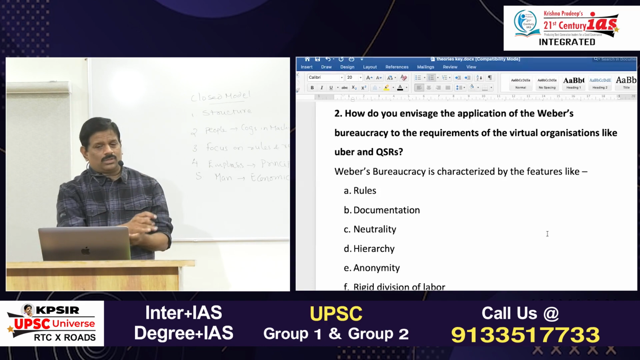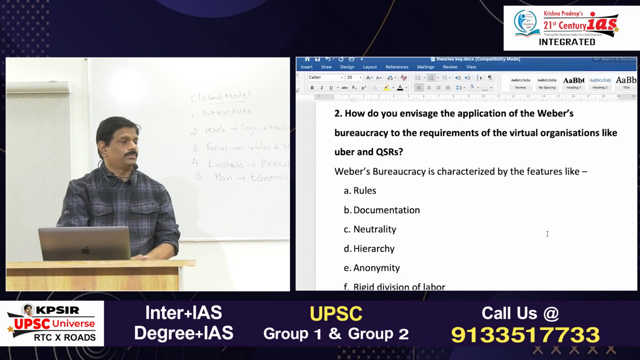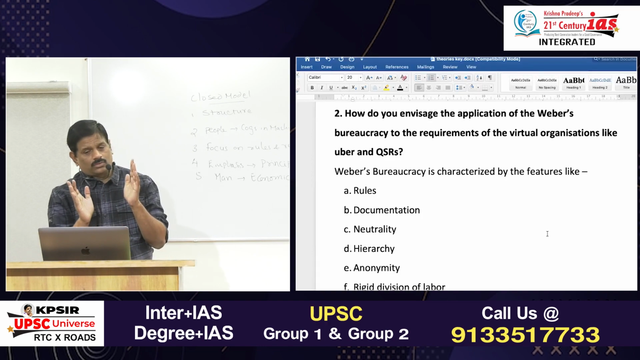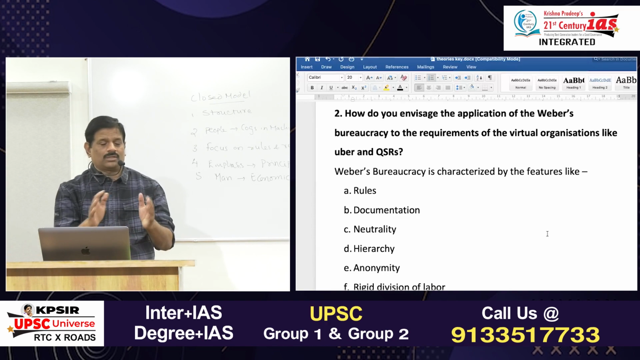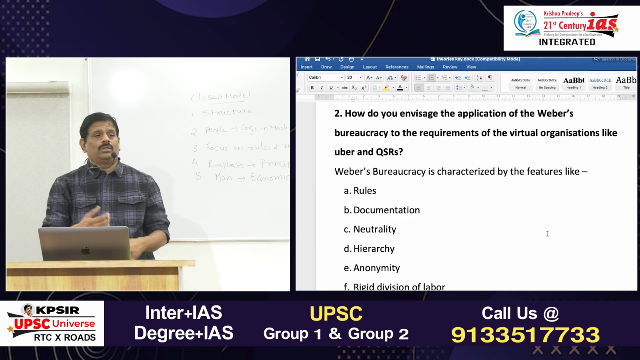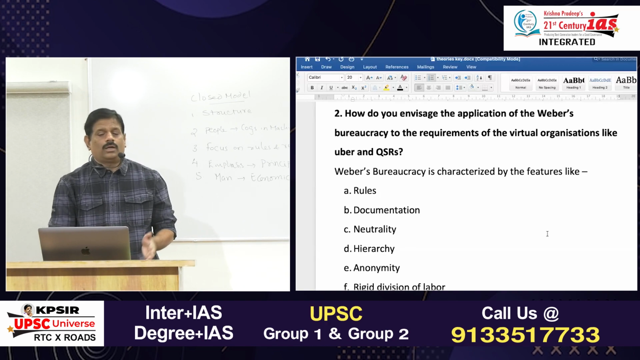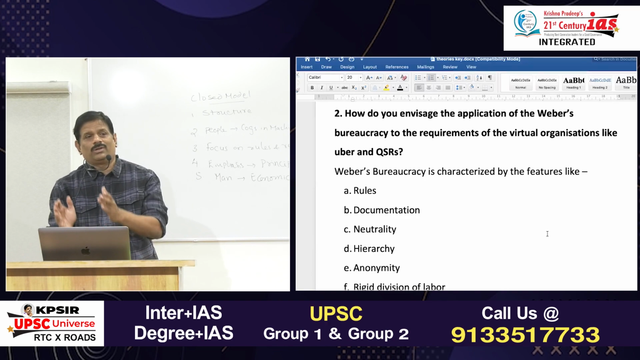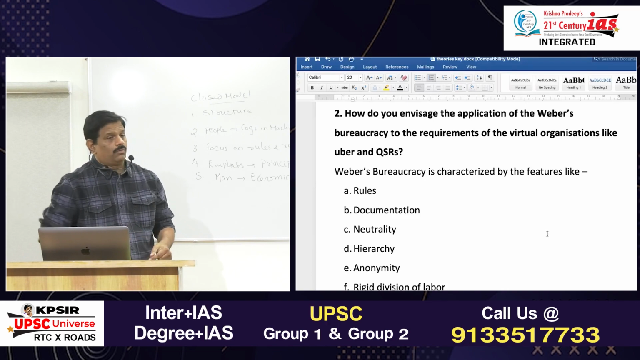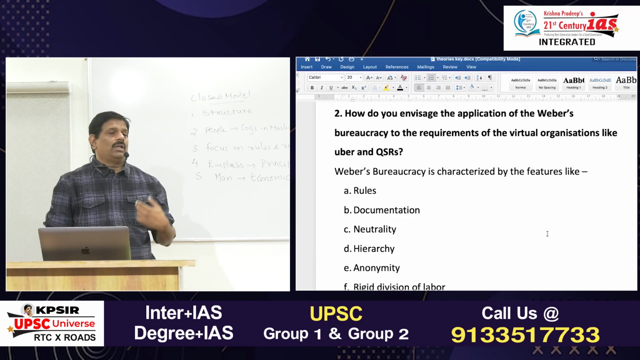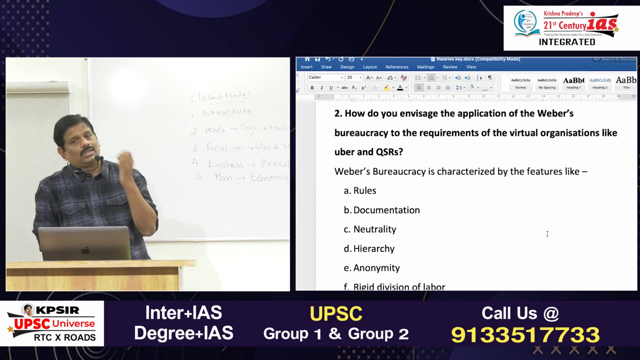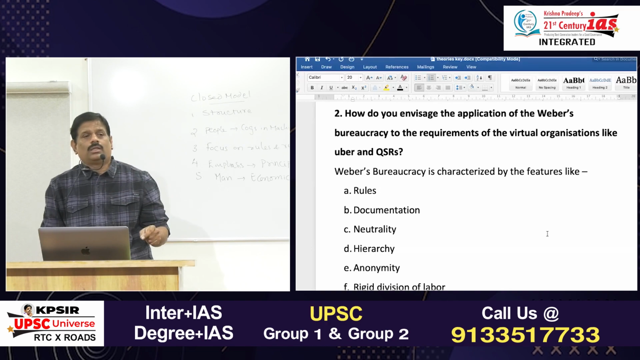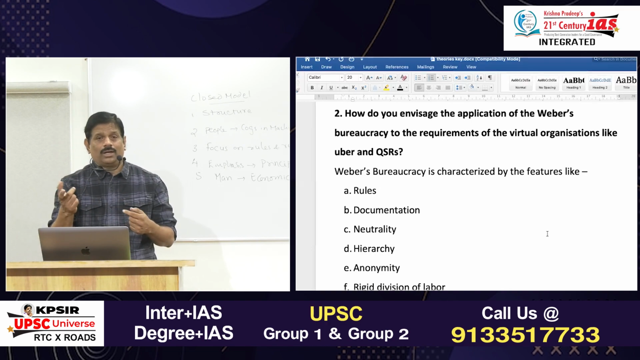Because Weber's bureaucracy is based on rules and regulations, these quick service restaurants and Uber virtual organizations operate beyond the rules and regulations. And how would Weber's bureaucracy fulfill the requirements of these modern organizations which are using technology? I am saying that they are software companies, which means they are using technology and creating a coordination between the service provider and service recipient.